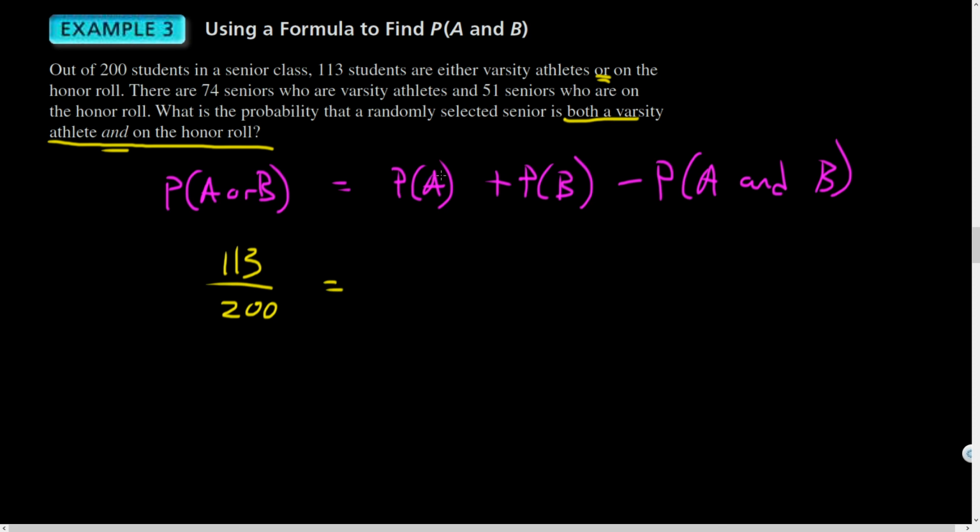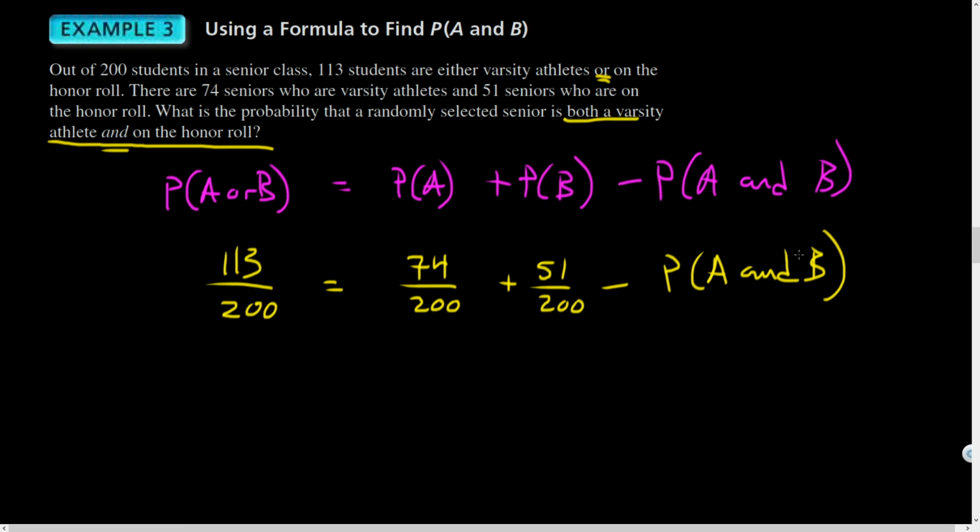Do I know those who are simply varsity? 74 were varsity only. Yep. Do I know how many were just on honor roll? Was 51. And over here, I've got minus P of A and B. I don't know that. I didn't know the number of students who were on both. So now this is just an algebra problem, right? I can take 113, subtract.